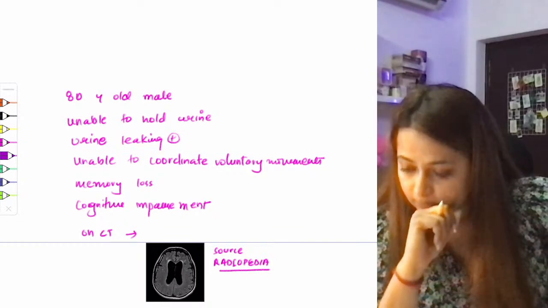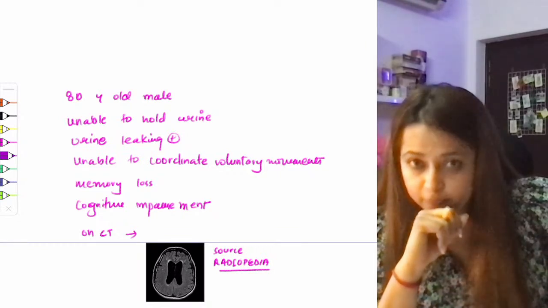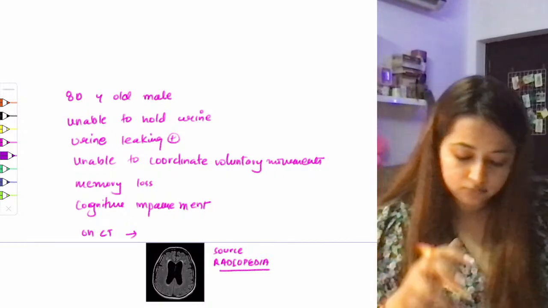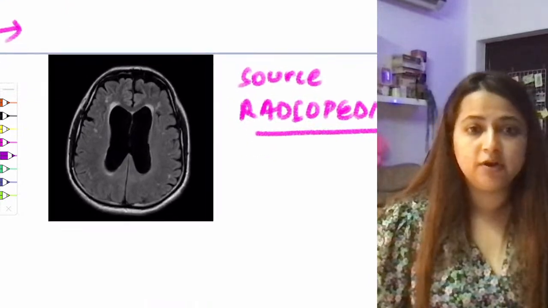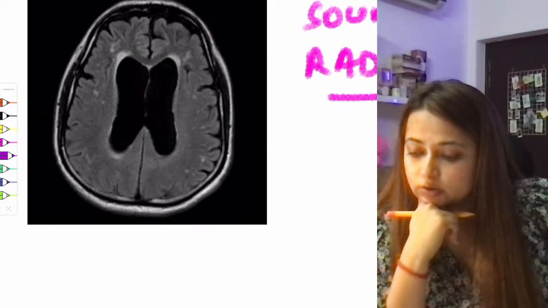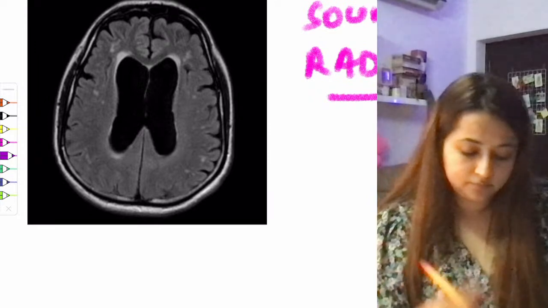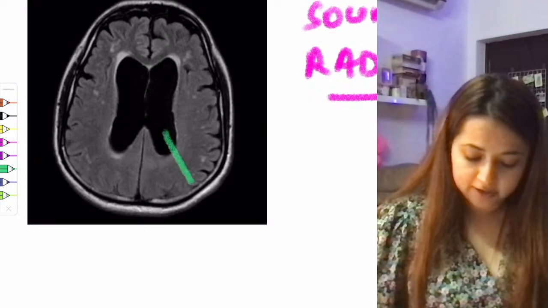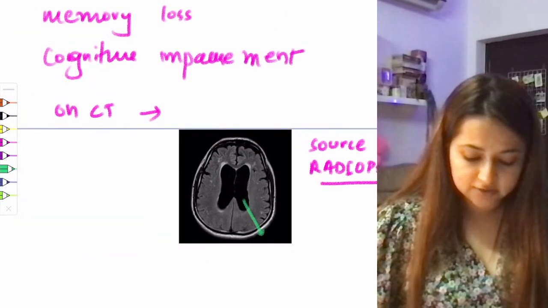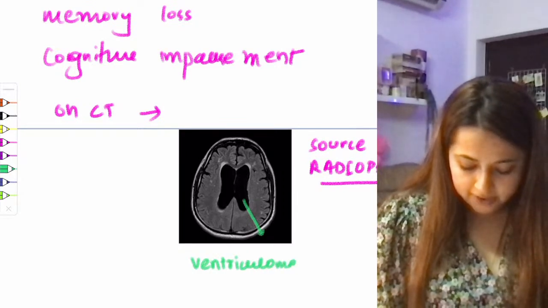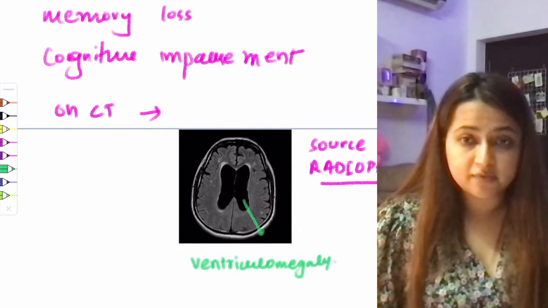What are we talking about here? Yes, the whole scenario is given. At least guess what is given here. Okay, so look here. What are you seeing on CT? Yes. What is given here? This is ventriculomegaly. Ventricles are enlarged. Ventriculomegaly. Yes, someone said hydrocephalus. Okay.